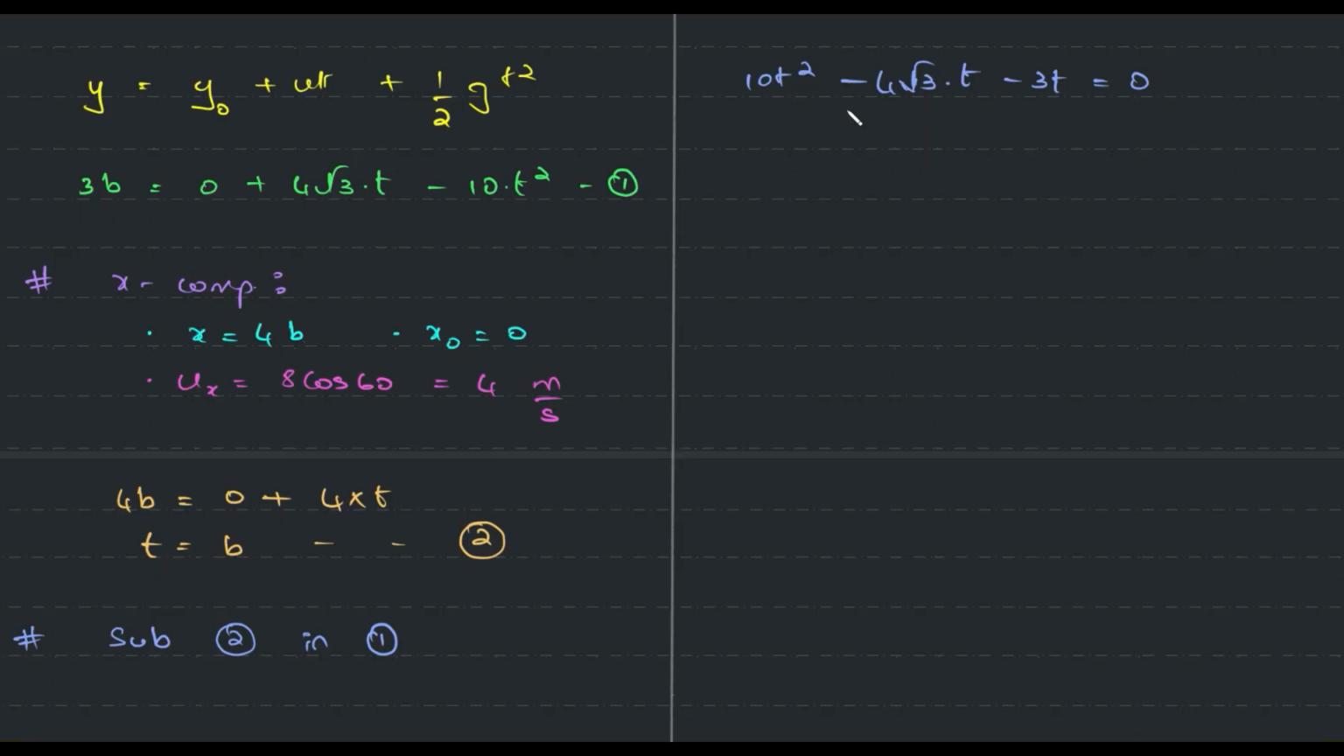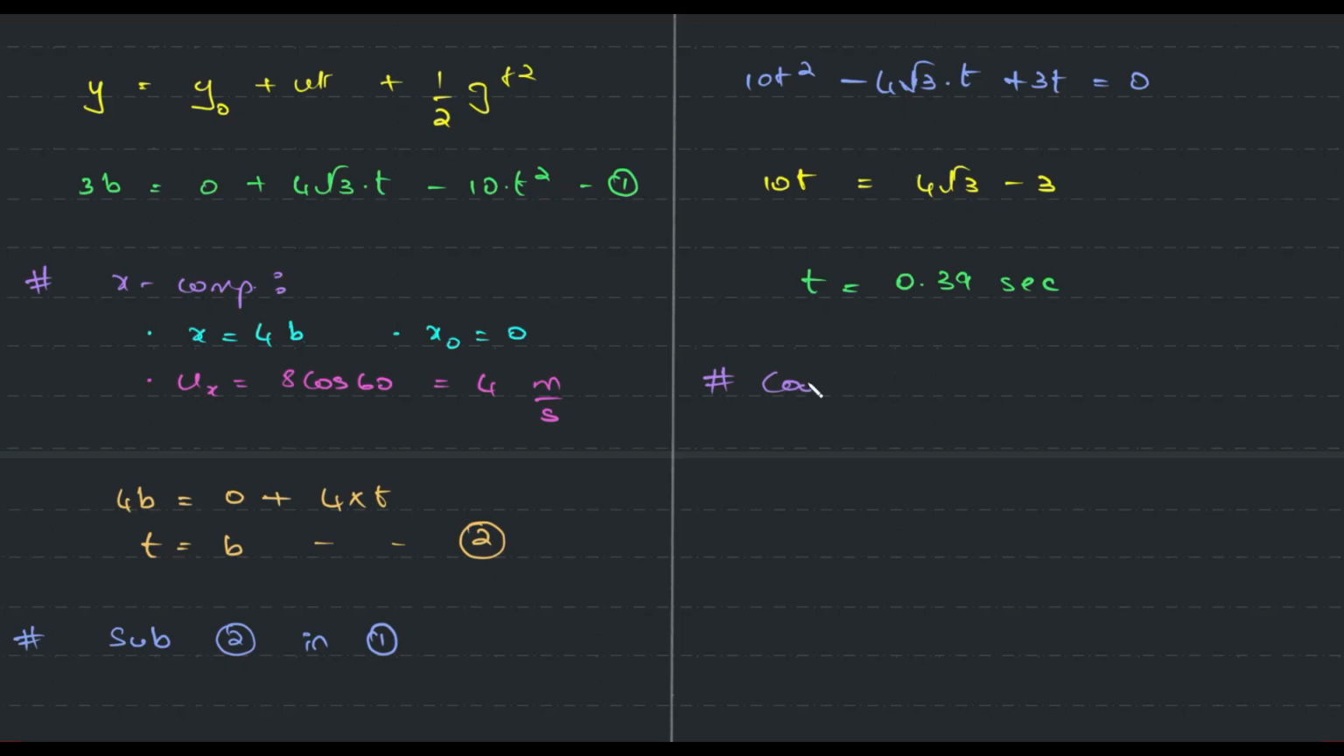Right? Yeah, the 3 is positive. Now I'll divide by t throughout. So I'll end up with 10t is equal to 4 root 3 minus 3. So t will be equal to 4 root 3 minus 3 over 10. That is 0.39 seconds. Within this many seconds, you're done.